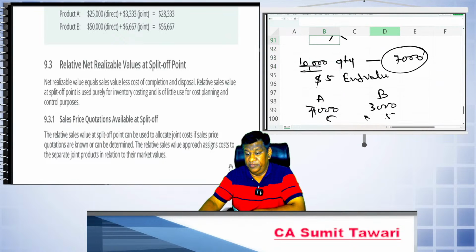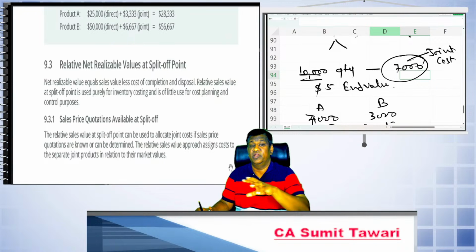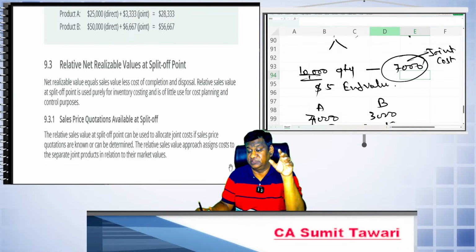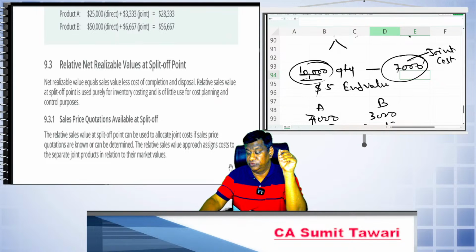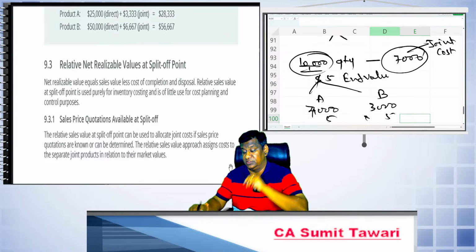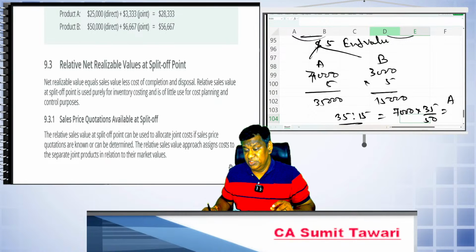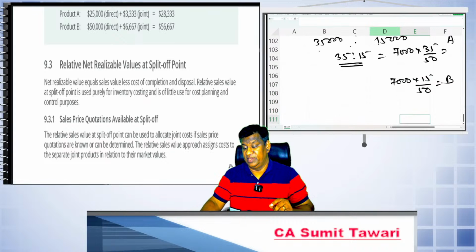See what I mean, just consider the cost is 7,000. This is my joint cost. I need to allocate this cost between product A and product B, which I can allocate on the basis of sell price quotation available at split off. 10,000 quantity produced, which I need to allocate in product A and B in the ratio of 7,000 and 3,000. But because I'm using the sell price quotation, I cannot allocate the 7,000 cost in the ratio of 7:3. First, I need to calculate 35 and 15, and then I need to apply like this.